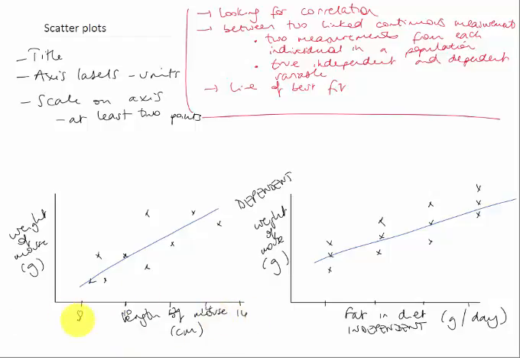And you'll note here that my scale did not start at 0. So you need to think carefully about whether your scale starts at 0. You have to think about whether that's informative or not. Okay, so scatter plot, we're looking for a correlation between two linked continuous measurements. And we have a line of best fit through all these different points.